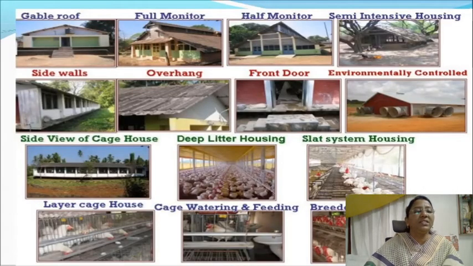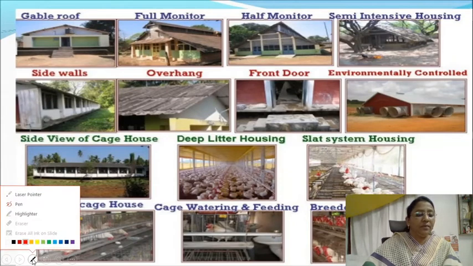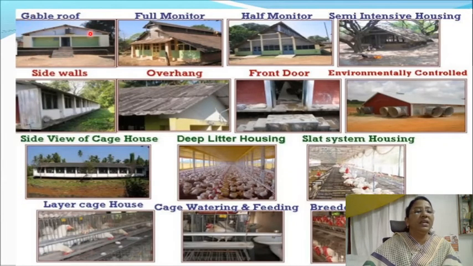And here we can see the gravel roof. We will see with the laser pointer. This is the gable roof, and here full monitor, and this is the half monitor. One side elevated, see here this is elevated and the other side is lowered.